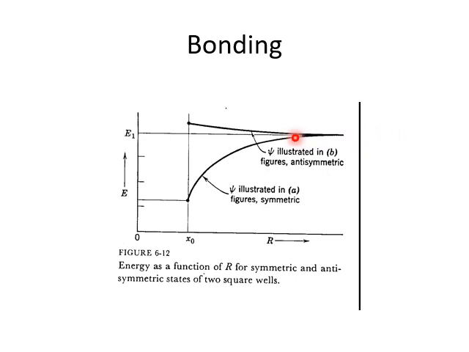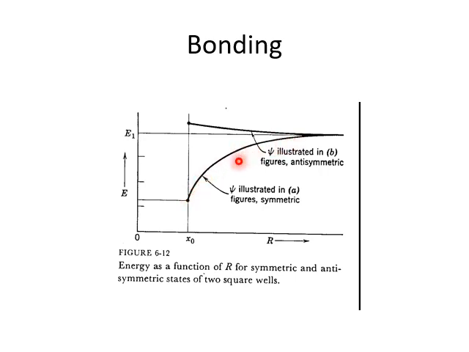Then as we bring them together and we get overlap between the wave function on the left well and the right well, then the shape of the symmetric and the antisymmetric wave function begins to be different, and the symmetric case goes down in energy.